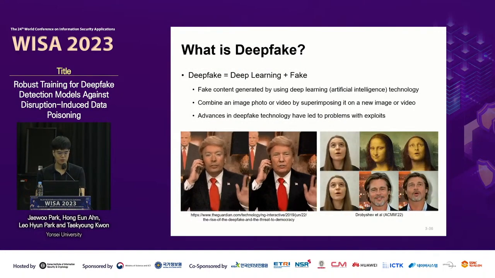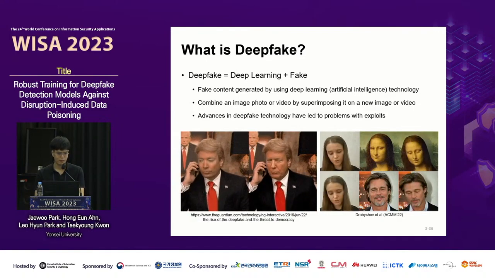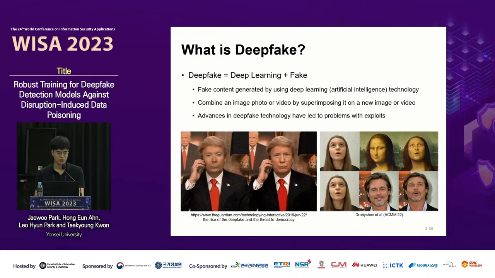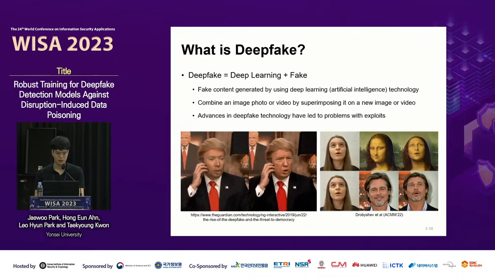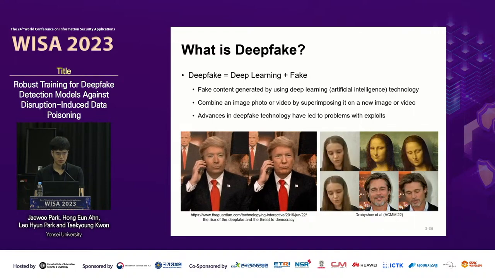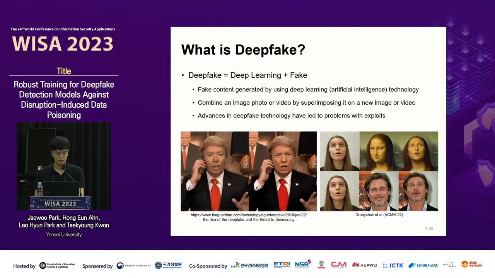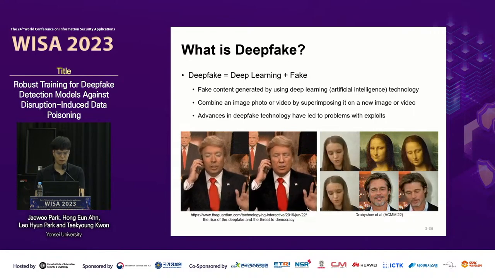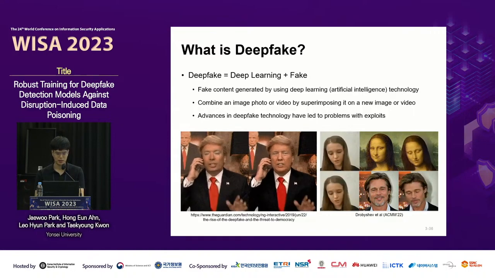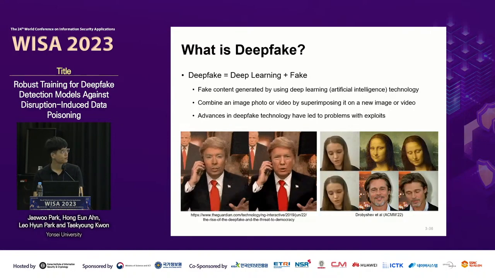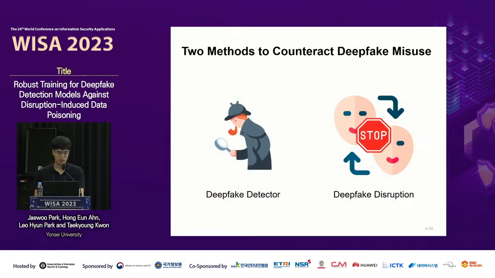Deepfake is a combination of the words deep learning and fake, and refers to the use of deep learning methods to generate fake content. This is done by overwriting an existing image or video with a new one. As technology advances, it becomes increasingly difficult to determine whether an image is deepfaked by human eyes. This has led to a number of problems that exploit deepfake techniques. To solve this problem of deepfake abuse, there is a lot of research being done in two main areas: deepfake detector and deepfake disruption.